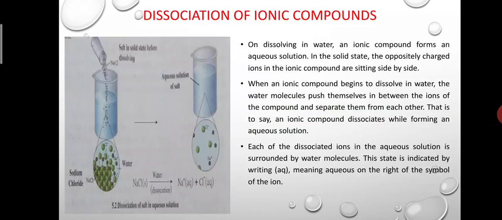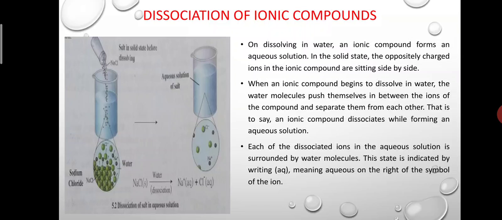Let us understand how dissociation of ionic compounds, for example, salt, takes place in aqueous solution. On dissolving in water, an ionic compound forms an aqueous solution. In the solid state, the oppositely charged ions in the ionic compound are sitting side by side. When an ionic compound begins to dissolve in water, the water molecules push themselves in between the ions of the compound and separate them from each other. That is to say, an ionic compound dissociates while forming an aqueous solution.